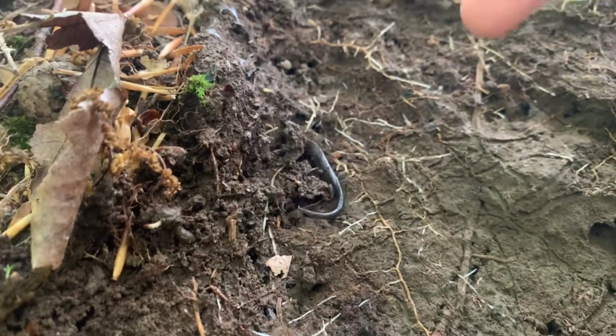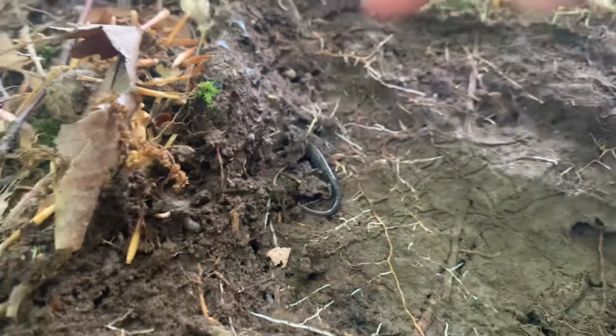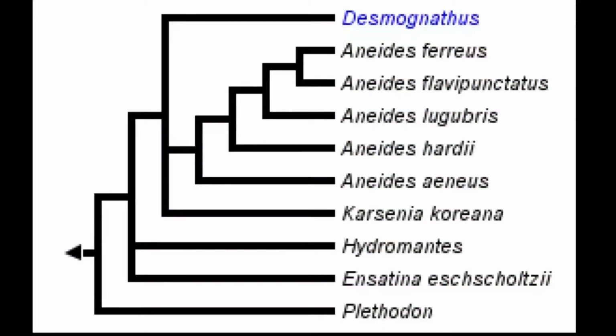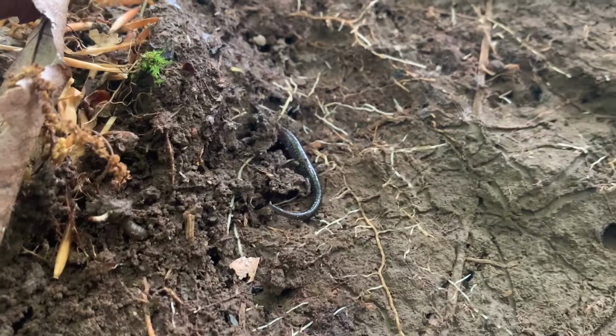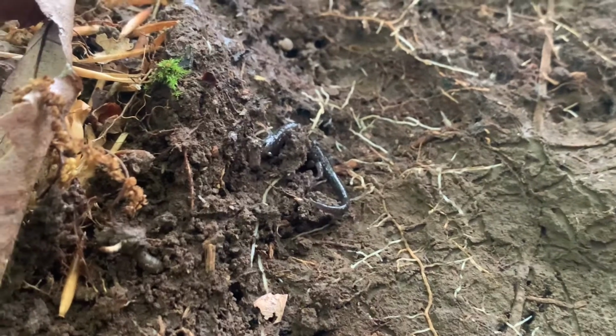Last but not least, we have a redback salamander. It's a eukaryotic organism. Its kingdom is Animalia, its phylum is Chordata, its class is Amphibia, its order is Urodela, its family is Plethodontidae, its genus is Plethodon, and finally its species is Plethodon cinereus.